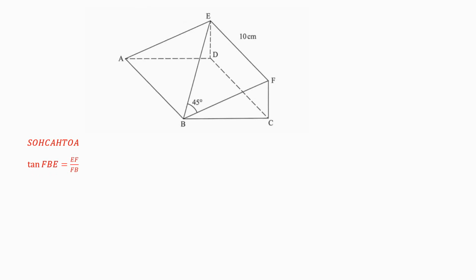So tan FBE is equal to EF over FB, which is the opposite over adjacent. We substitute, we have tan 45 degrees is equal to 10 over FB. We cross multiply, we have FB tan 45 degrees is equal to 10. We divide both sides by tan 45 degrees. FB is equal to 10 over tan 45 degrees. You can compute this with your calculator and you obtain that FB is equal to 6.2 centimeters, correct to 1 decimal place. Then the next step is to find length BC.